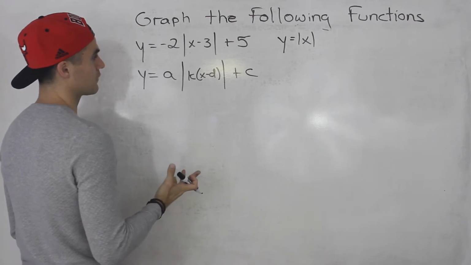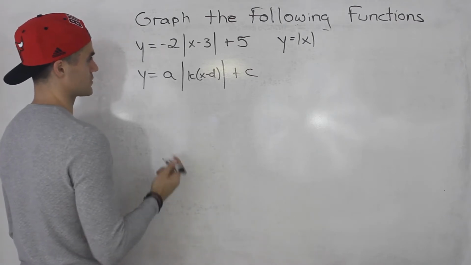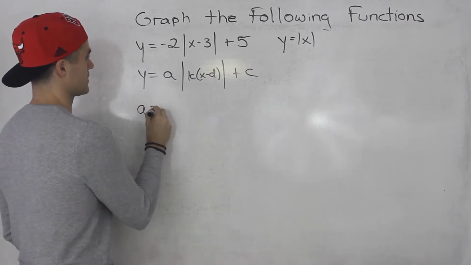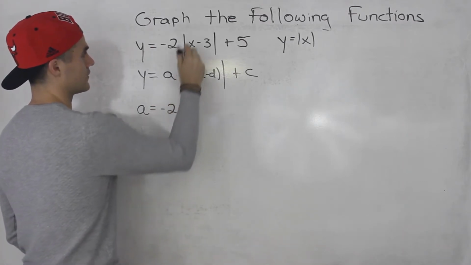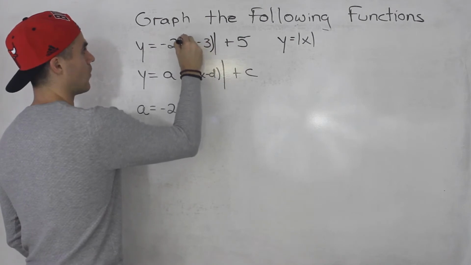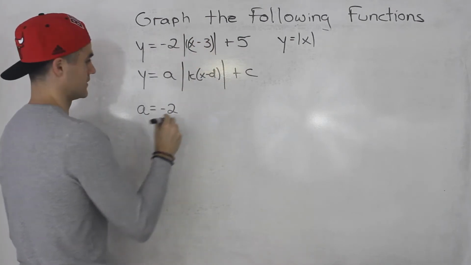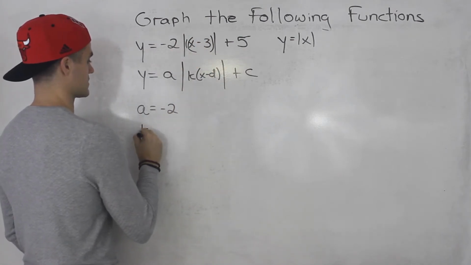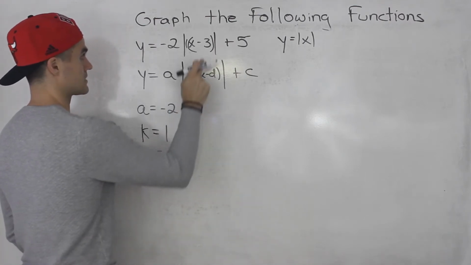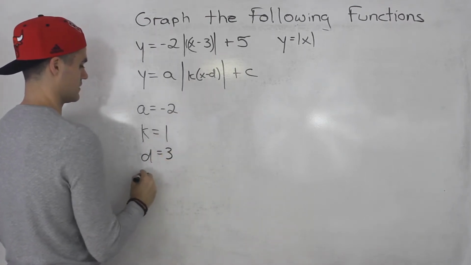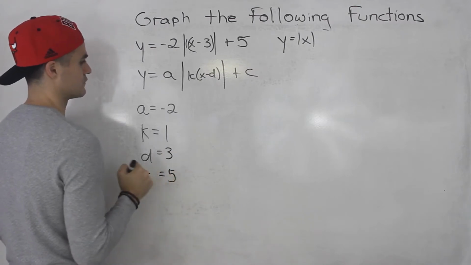So notice from here we can figure out what all the transformation values are. We know the a value is -2. K value, there's like a 1 in front there, so the k value is 1. D value is 3. And the c value is 5.